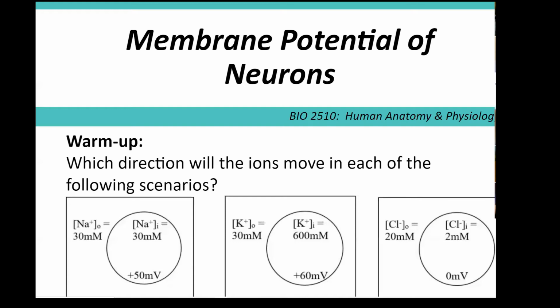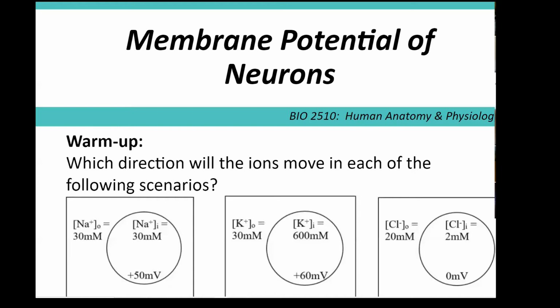Now, what about our chemical driving force? What's going on with our concentrations? So concentration inside the cell is a lot higher. So it's going to move out of the cell. Exactly. The potassium wants to move down its concentration gradient.